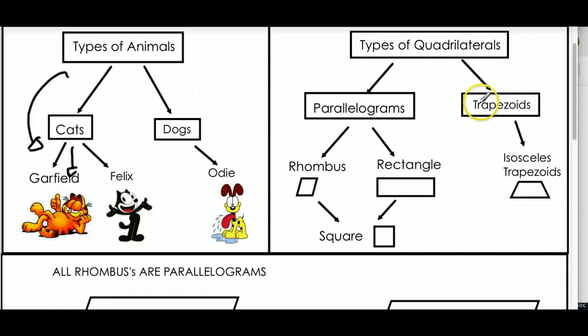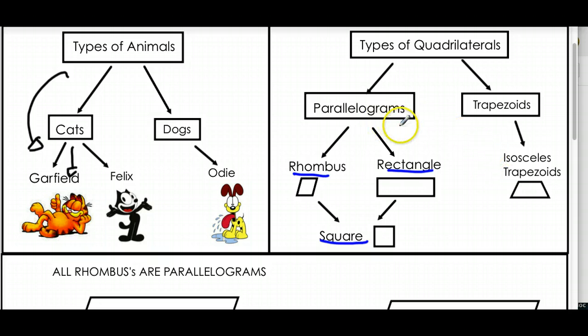Now let's move over to types of quadrilaterals. There's parallelograms and trapezoids. Now there's many different ones, just as there's different animals than cats and dogs. But the two that we're really going to focus on are parallelograms and trapezoids. Now, there are different kinds of parallelograms also. Just as there's different kinds of cats, Garfield and Felix, there's different kinds of parallelograms, such as rhombuses, rectangles, and even squares. There's also trapezoids, which is a quadrilateral, but is not a parallelogram.